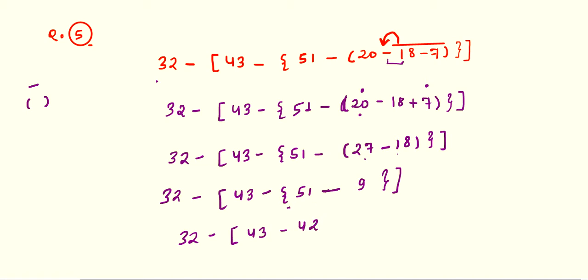so 51 minus 9, 42, then this curly bracket we are having here. Okay. Now only 42 inside curly bracket we are having, so we will remove this curly bracket and minus 42 is our next step. Now 32 minus in bracket 43 minus 42, we know we will get 1, and at the last 32 minus 1 equals to 31. So 31 is the required answer.